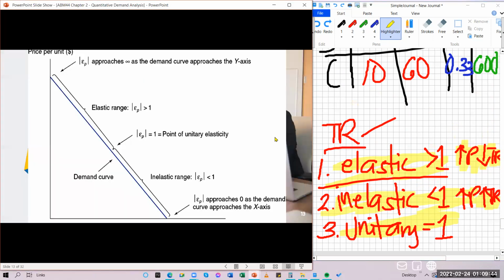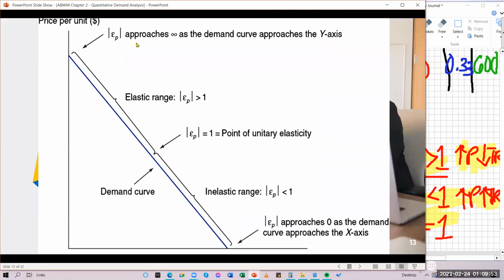So, as you can see in the graph, I hope you can see it in the graph. Let me enlarge it a little so you can see better. So as you can see in the graph, this is our price per unit and our quantity demanded. So this is our graph. So this is the demand curve. So the point of unitary elasticity, we have this one. If the elasticity is equal to 1, it is perfect in the middle. This is equal to 1, or unitary elasticity.